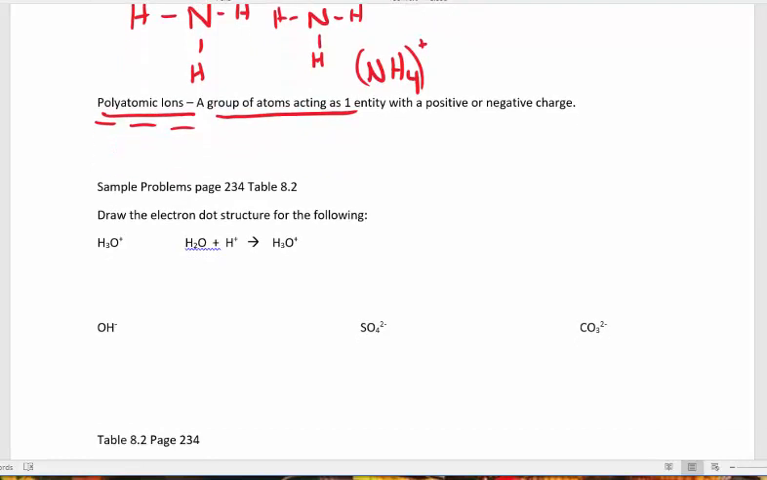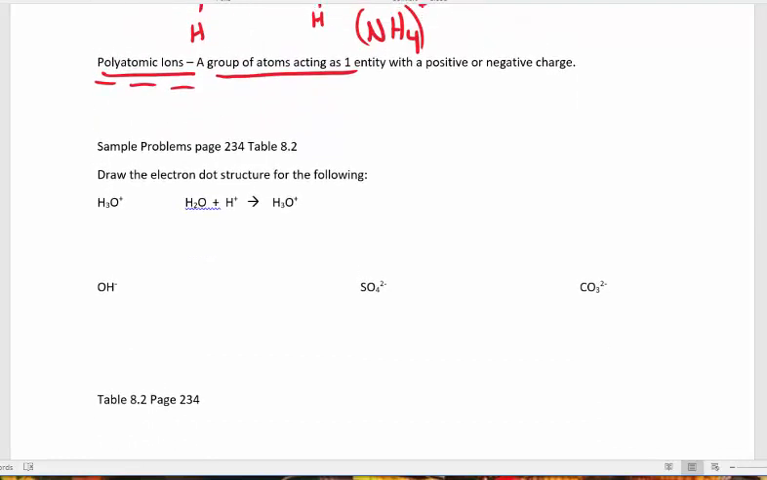All right, so it says draw the electron dot structure for the following. So we have a couple of examples here. So what we want to do, again, if you have H3O+, and that's made by taking an H2O and an H+, that means we're going to have H bonded to oxygen, bonded to another hydrogen. And then if you take an H+ and bond it to there, you're going to have what we call an H3O+ ion. And that whole thing is going to have a charge of 1 plus. And what we're going to have is a lone pair of electrons there.